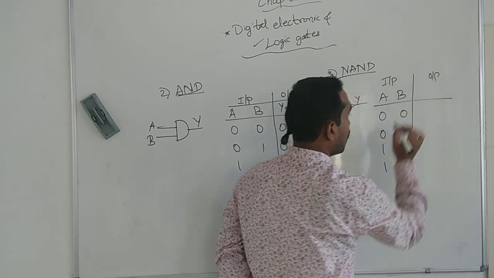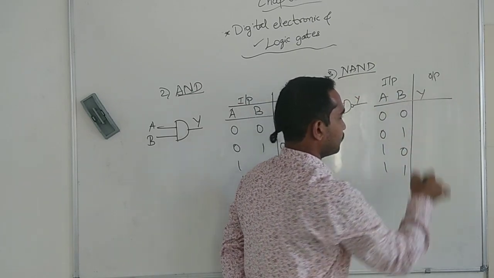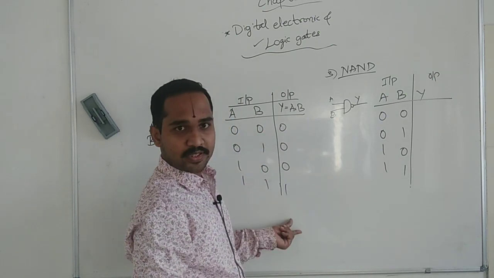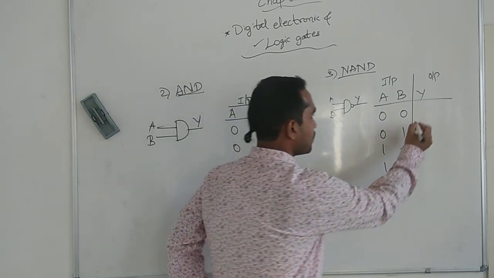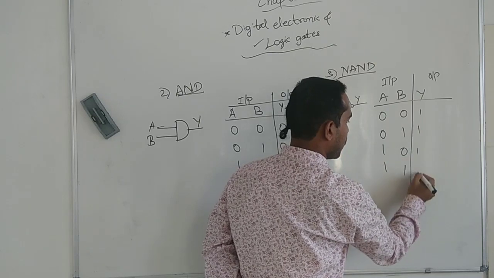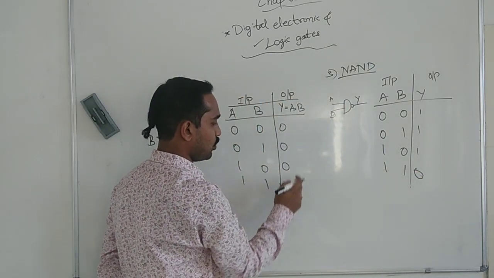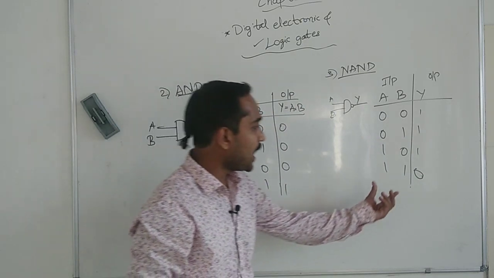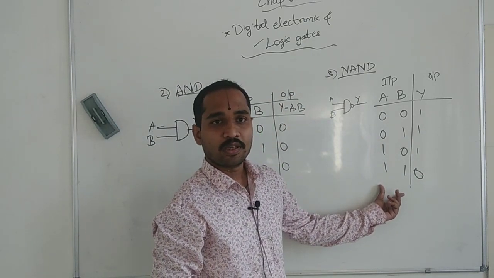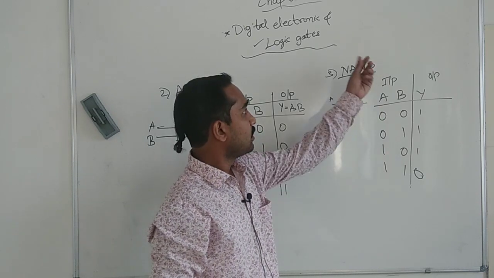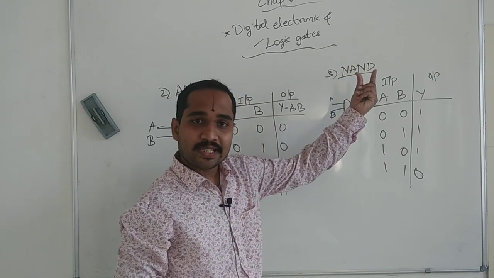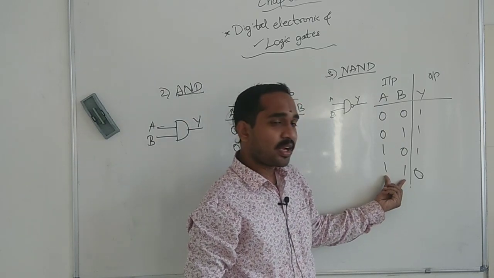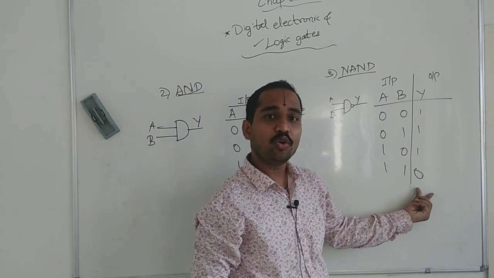Now, how will the output be? Your output is Y. See, it is the reverse of this, as I have said. Reverse of this means 1, 1, 1, 0, because here 0, 0, 0, 1 is there. So 1, 1, 1, 0. Can you state the relationship? You can state it as: the logic gate can be called a NAND gate if both the inputs are high and you are getting the output as low.